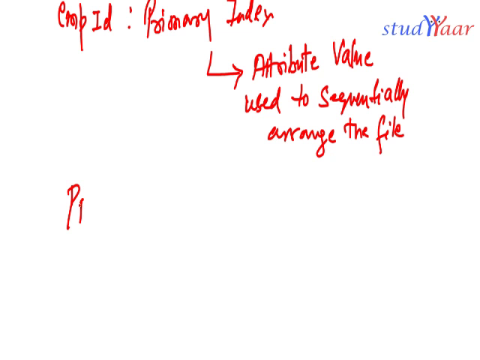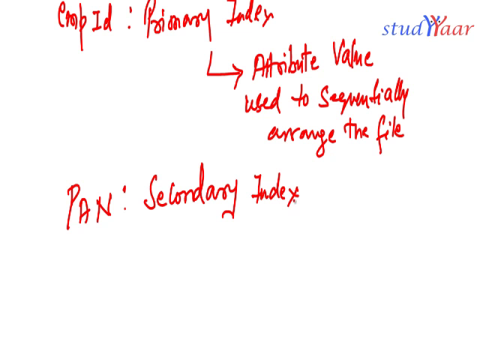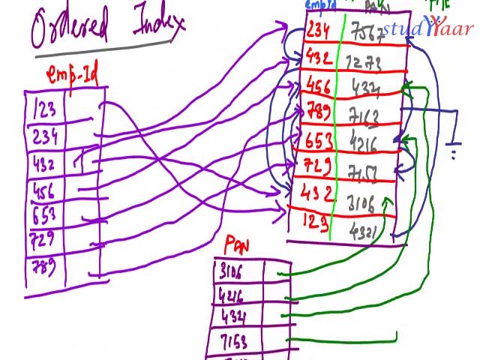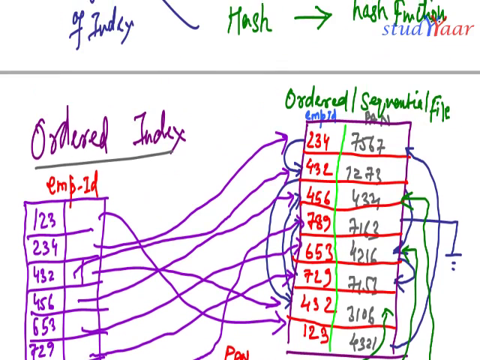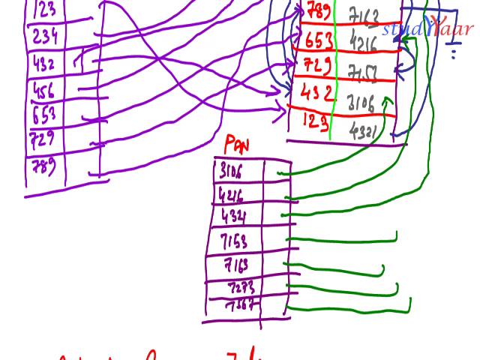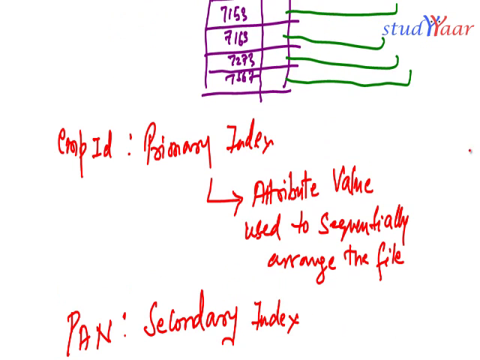And my PAN number is a secondary index. An index which is not a primary index obviously is going to be a secondary index. The attribute for a secondary index is not used to sequentially arrange the records in the file. Right? So we have seen what is a primary index. One more thing, primary index is also called a clustering index.